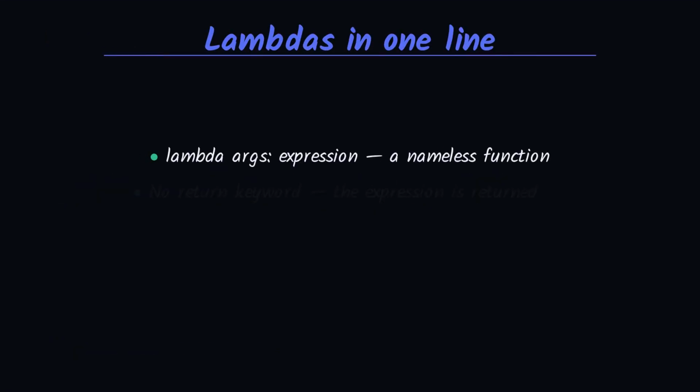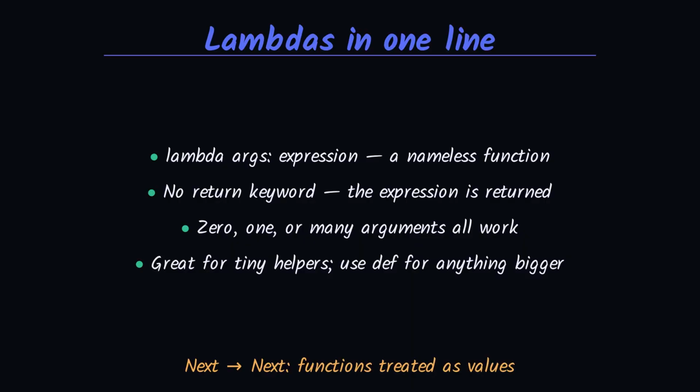Lambdas are perfect for the small stuff and a warning sign when they grow too big. Next up, we treat functions themselves as values you can store, pass, and return.